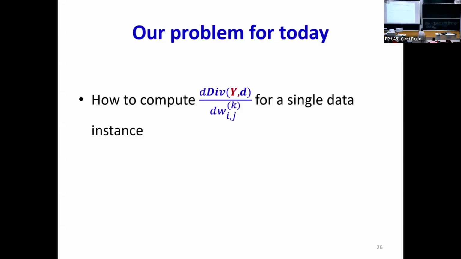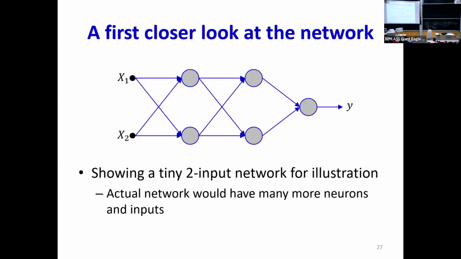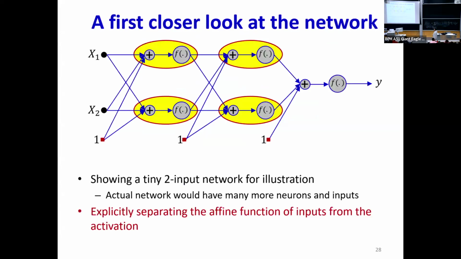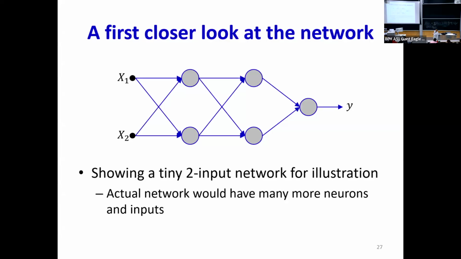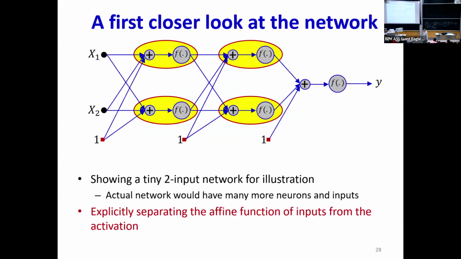And so let's go back to our problem for the day. We wanted to compute the derivative of the divergence with respect to network parameters, okay? We're going to use the rules that we just saw. And so I'm going to show this very simple picture of two inputs, two hidden layers, just for illustration. Specifically, within each neuron, there are two operations, as you will remember. First, we compute an affine function of the inputs. Then we put that through an activation. So I'm going to separate the two.